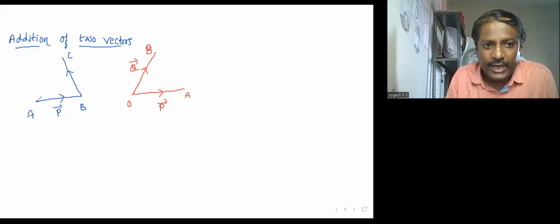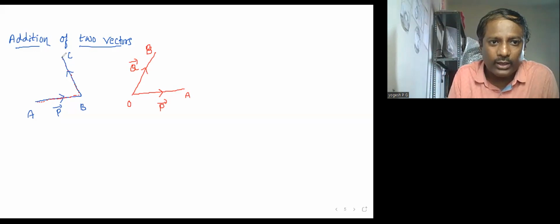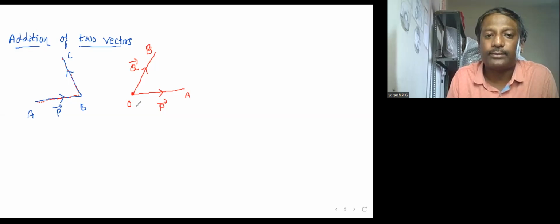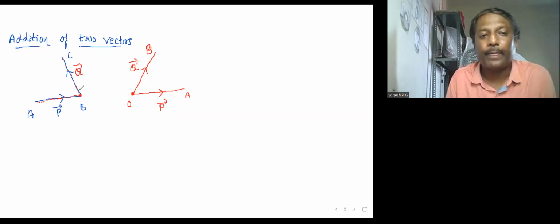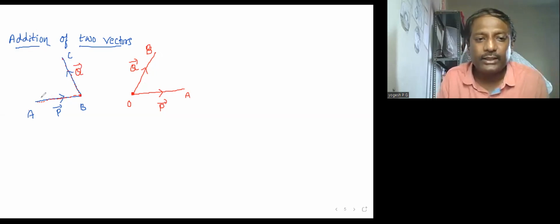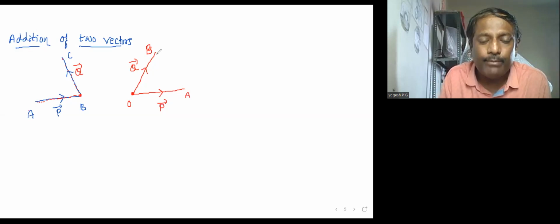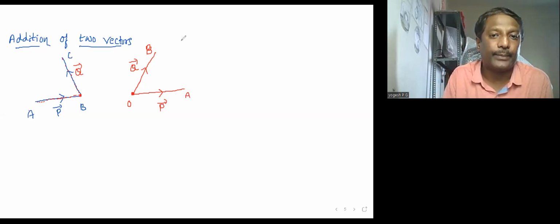Look at this. In the first case, we have taken the two vectors continuously in the same order. But here, the two vectors have the same initial point, between P and Q. In the first case, A is the initial point for the first vector, and for the second vector Q, the initial point is B. So in the first case, the two vectors are represented in the same order, but in the second case, the two vectors have the same initial point.